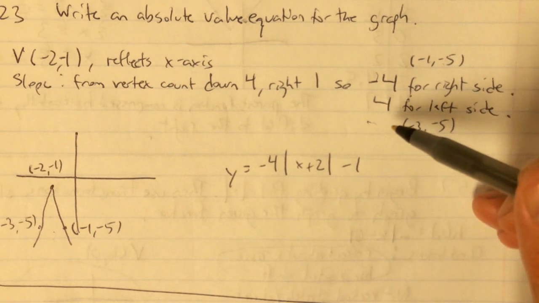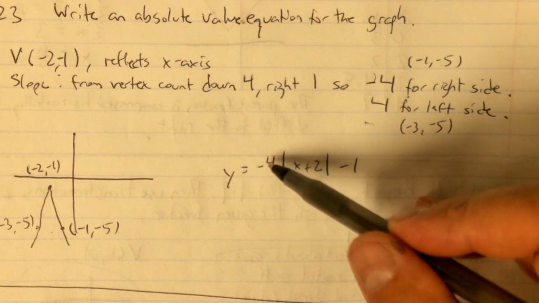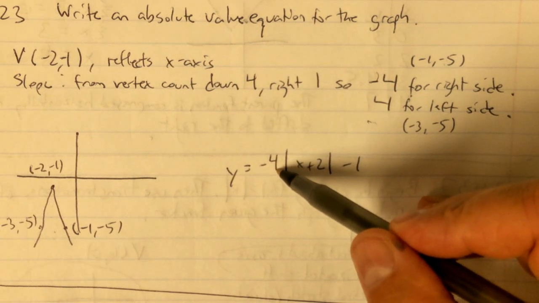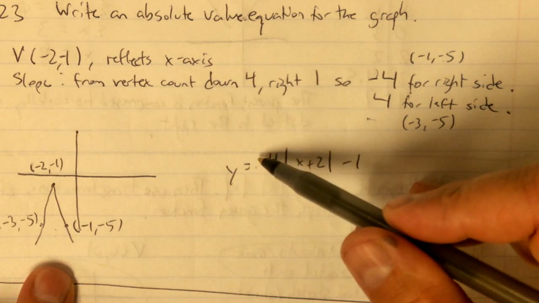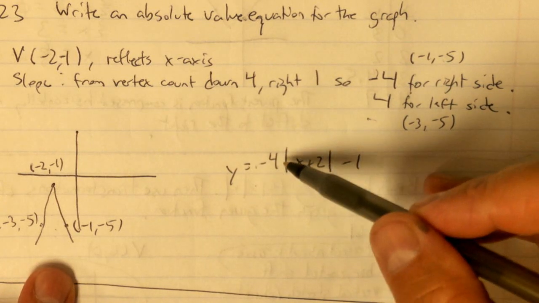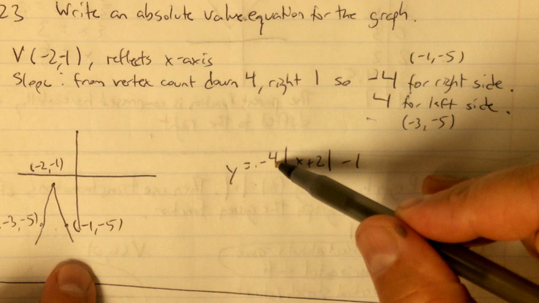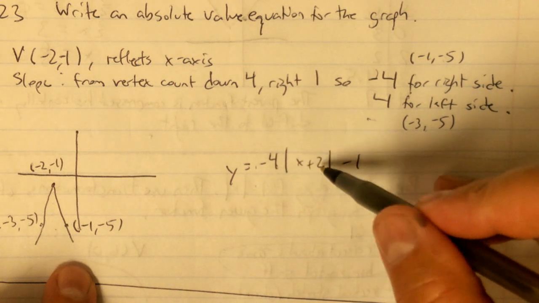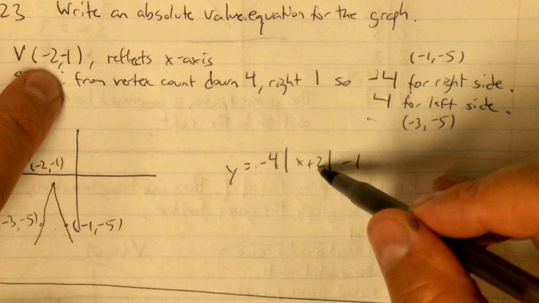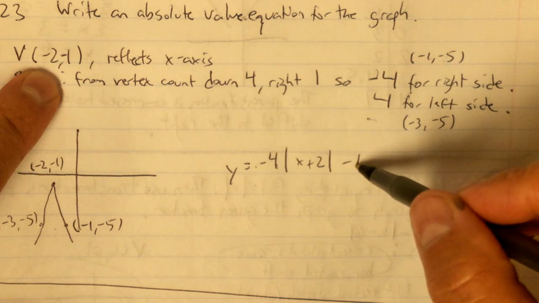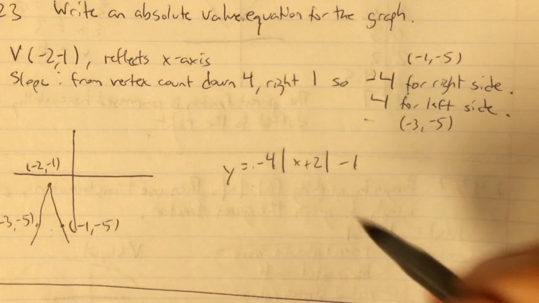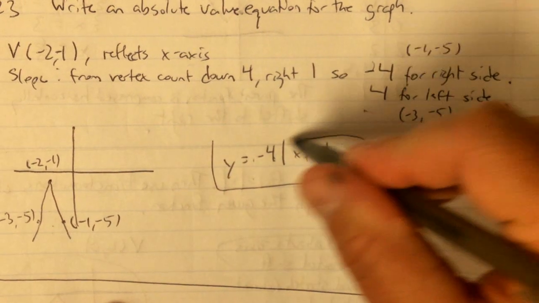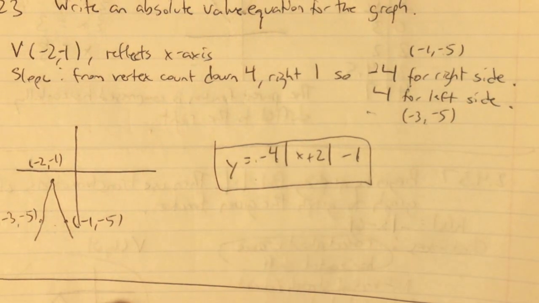Now, how it helps to get the slope is that it's your vertical stretch amount. So we have a negative for flipping across the x-axis, we have the 4 from the slope, and then we have an x plus 2 because we went left 2, and we have a -1 from going down 1. So this is the equation you have to write.